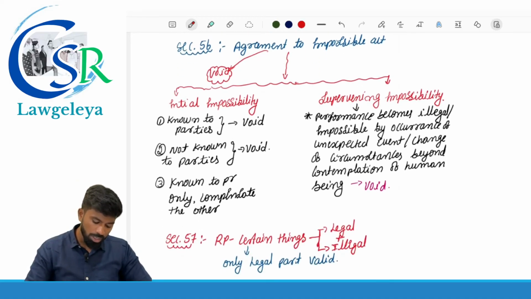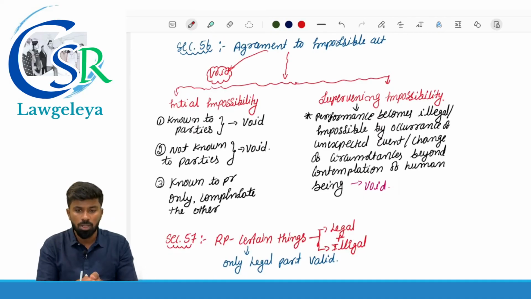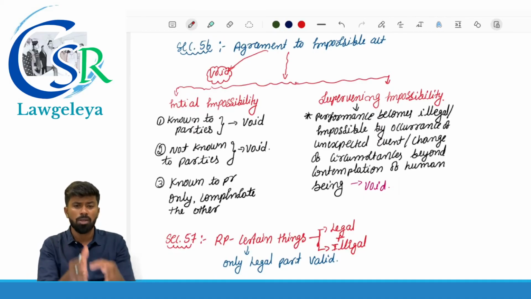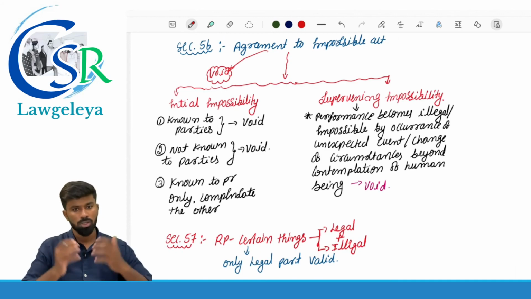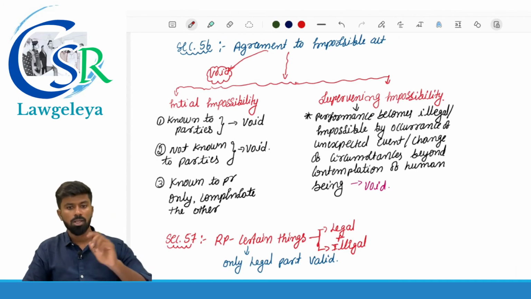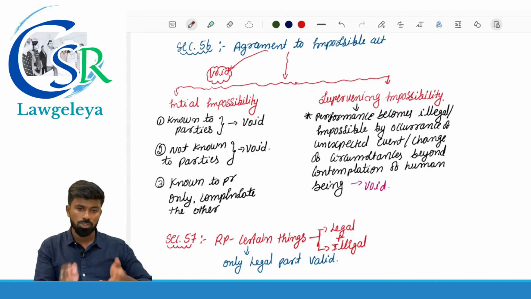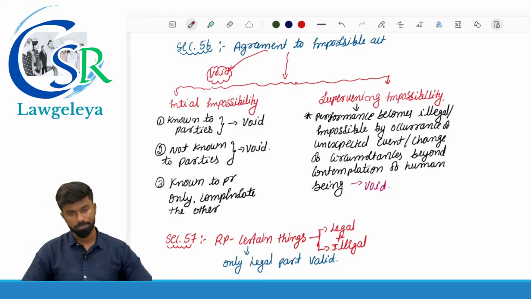This impossibility can be initial impossibility or supervening impossibility. What is initial impossibility? Impossibility that persists from the date of entering into the contract itself. Is the agreement valid or void? Void. If it was known to the parties, void. Not known to the parties, void. Known to one of the parties, then the one who is aware of it should compensate the opposite party.